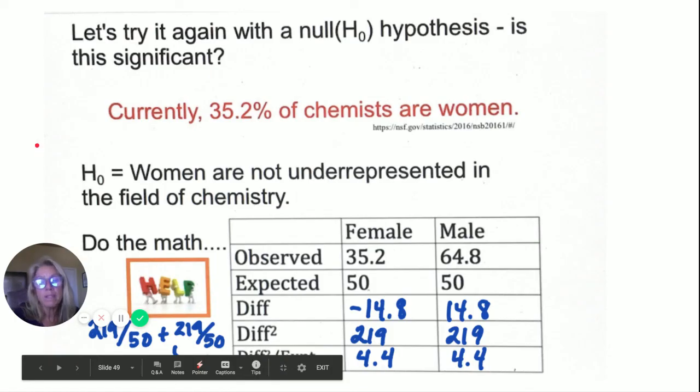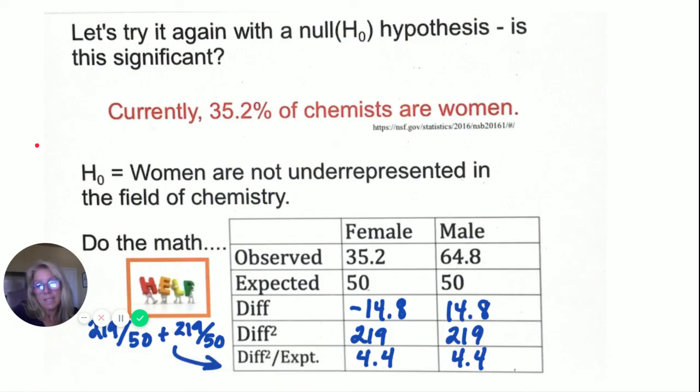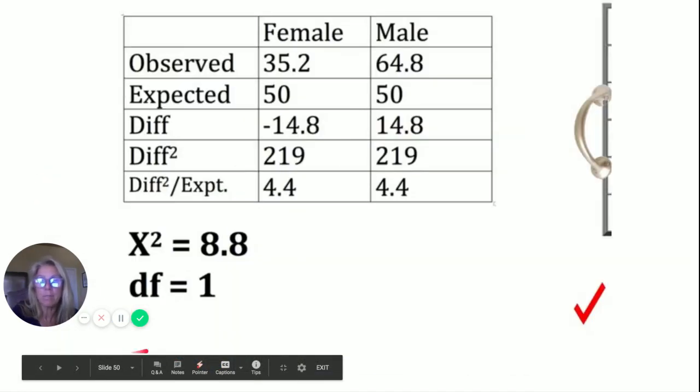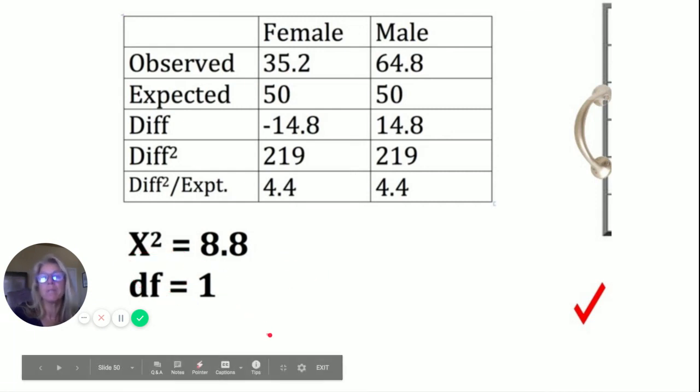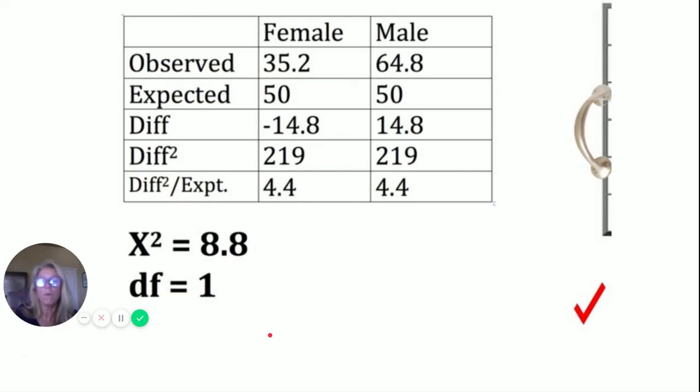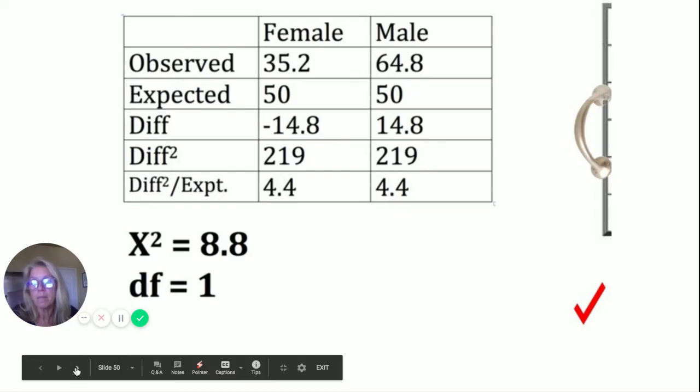So if you work this out, and I did, you take the difference, and then you square it. And remember, negative numbers become positive when you multiply them together. And then I took 219 over what I expected, 50, and I got 4.4. So then I would add those up, and that would be 8.8. Is that going to be statistically significant? I put DF here, that's degrees of freedom, because if you weren't female, you were male. So you had two choices, minus 1. That means I have 1 degree of freedom, and my number is 8.8.